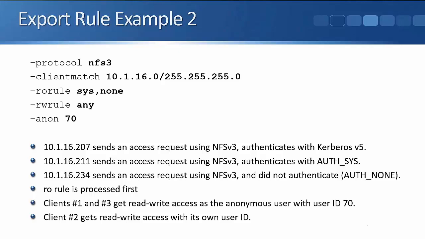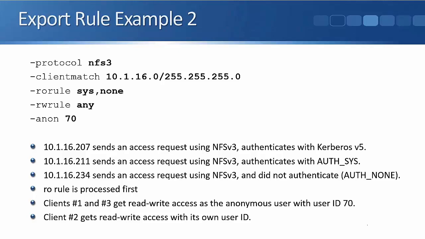A client at IP address 10.1.16.207 sends an access request using NFS version 3 and authenticates with Kerberos version 5. Another client with IP address 10.1.16.211 sends an access request also using NFS version 3, but it authenticates with auth/sys. So those first two clients were doing the same as they did in the first example. And we have a third client at 10.1.16.234. It sends an access request using NFS version 3, and it did not authenticate.